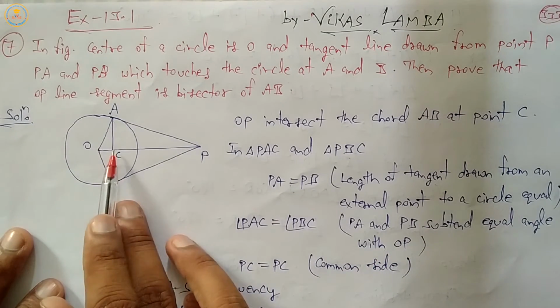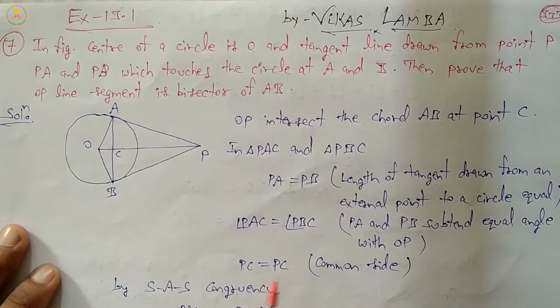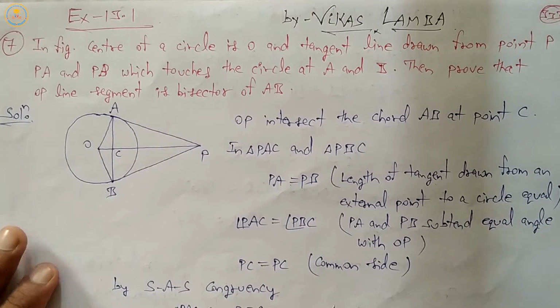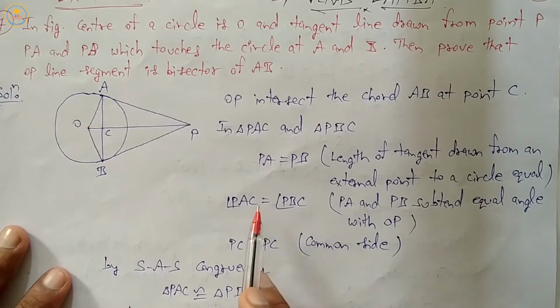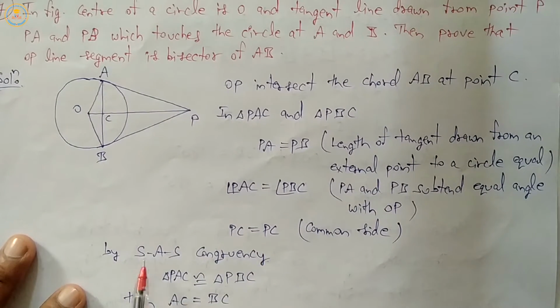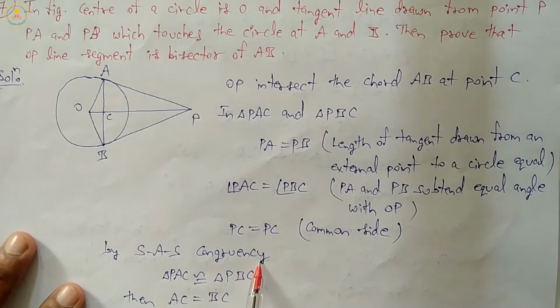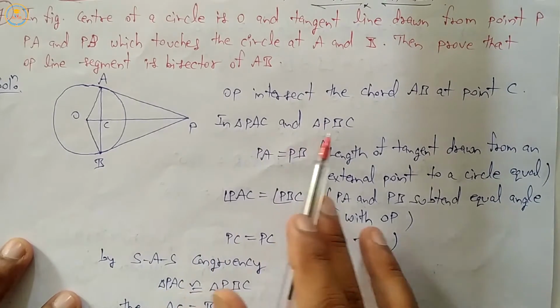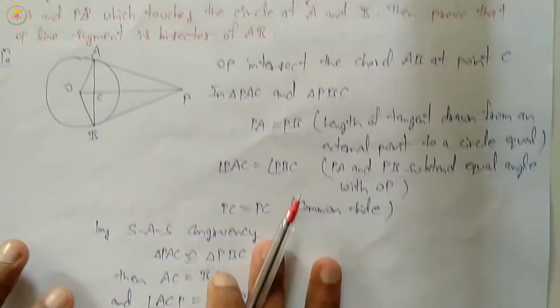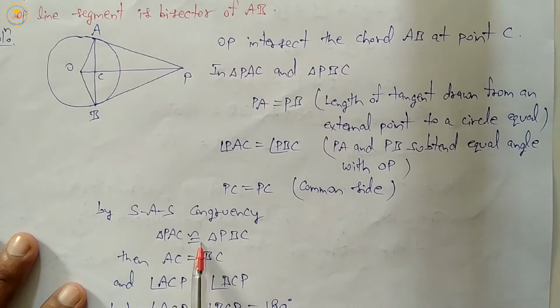Now the last point is PC equals PC, a common side. So by side angle side congruency rule, triangle PAC is congruent to triangle PBC. Then by the CPCT theorem.